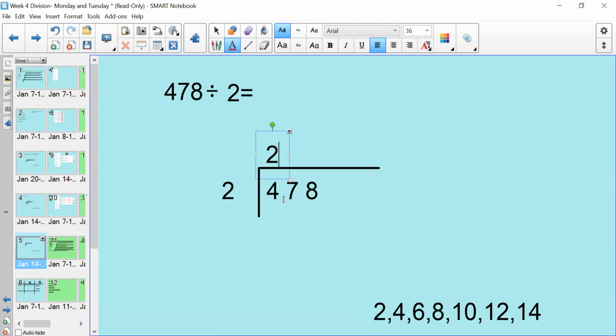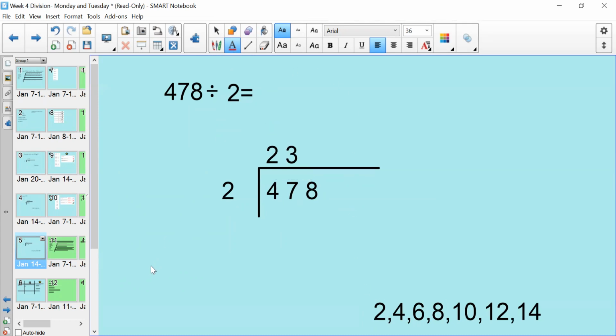Okay, then 7. So can 2 equally go into 7? And we can see here it does not go into 7. 2 is not a multiple of 7. So we know it goes in 2, 4, 6 times. So it can definitely go up to 6. So that's 3. But there is going to be a remainder. There's going to be some left over.